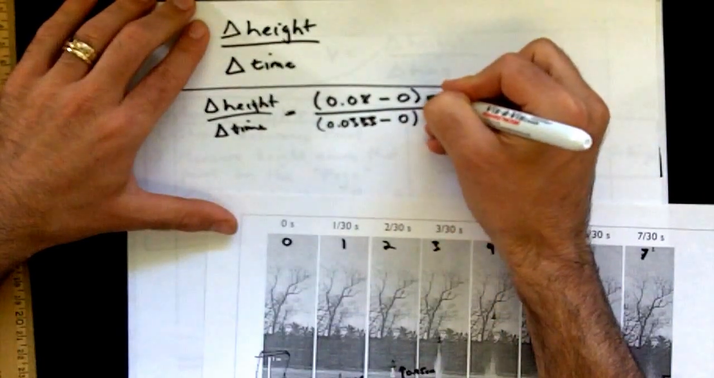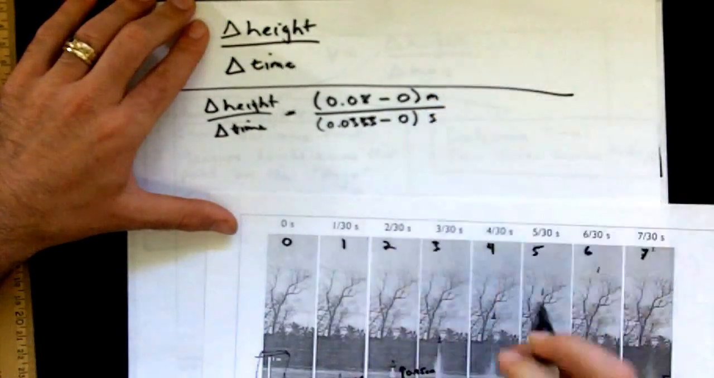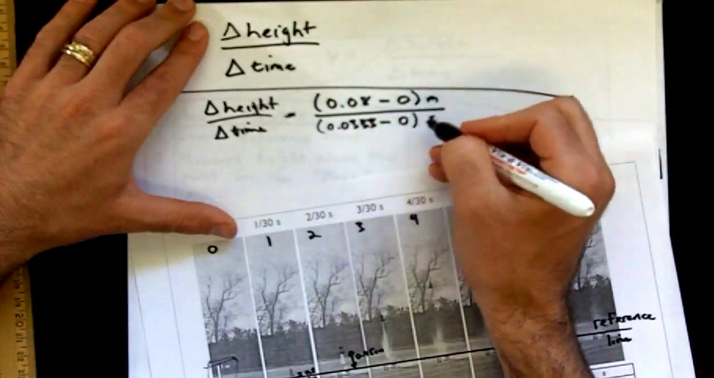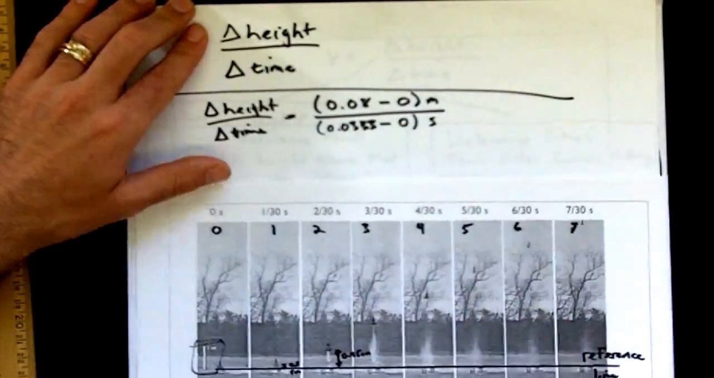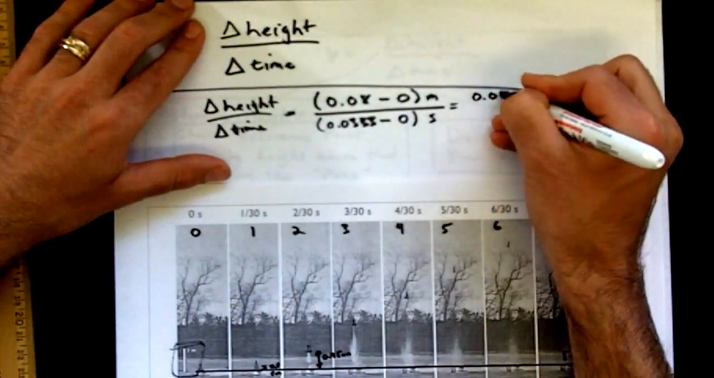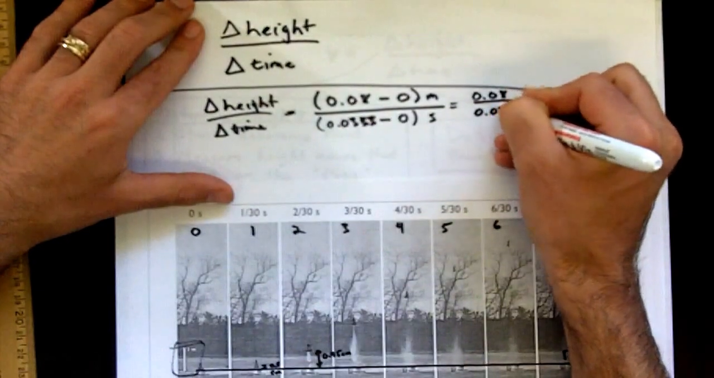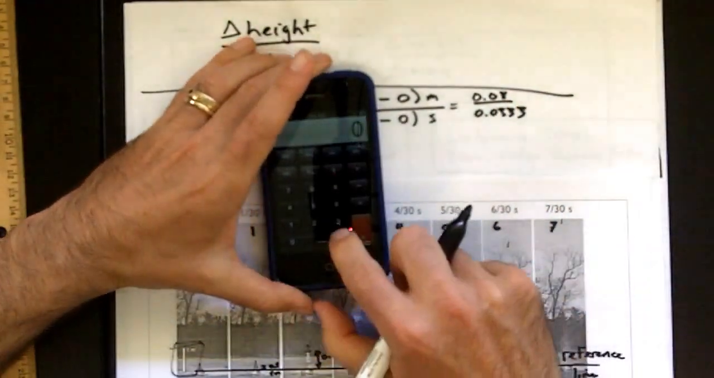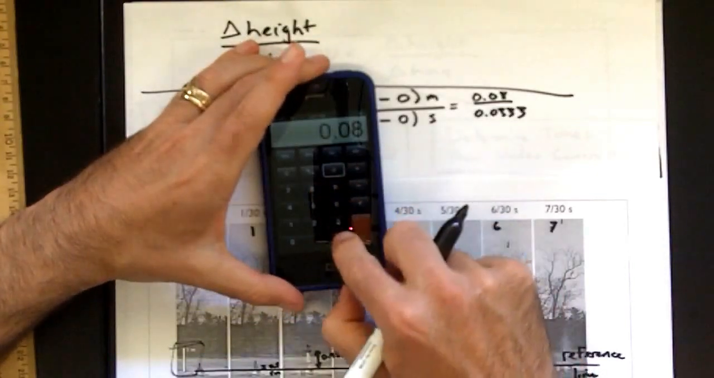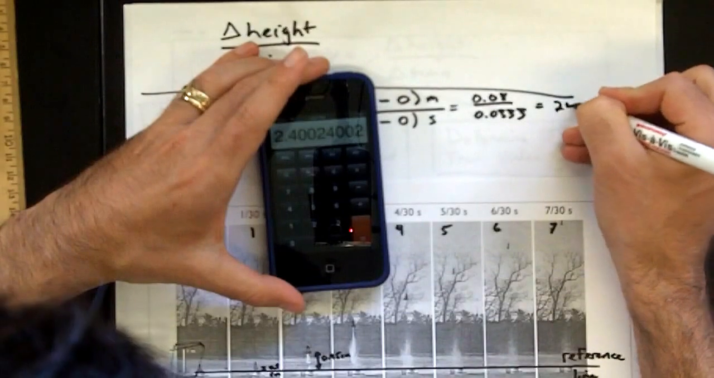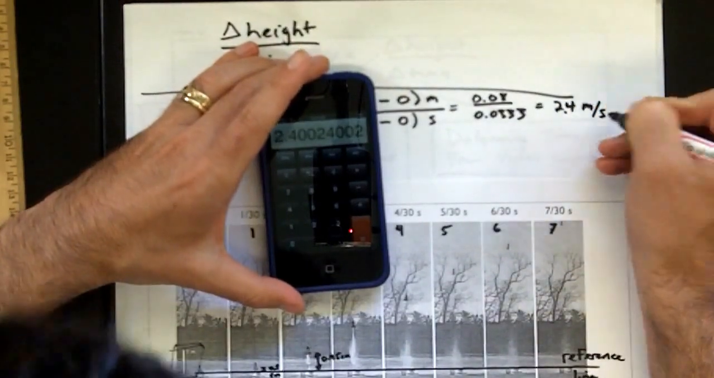And unit-wise, this is measured in meters, and this is measured in seconds. Everything on the top is in meters, everything on the bottom is in seconds, so we're going to be in meters per second, which is a unit of speed, which is good. And for this one, this is going to be 0.08 over 0.03333. Let's pull out the calculator. 0.08 divided by 0.03333, and we get 2.4 meters per second.